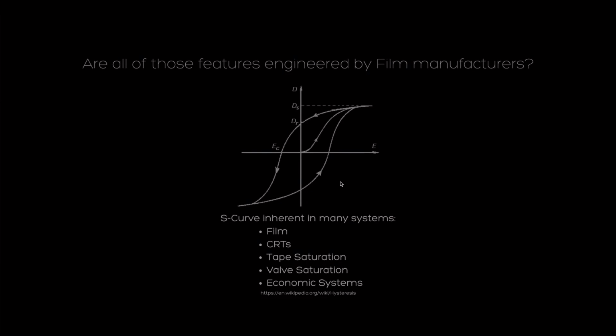Now you could ask yourself, are all of those features engineered by film manufacturers? Did they actually put this S-curve into the film process? No, they were lucky. Of course, film was engineered over almost a century for preferred color reproduction. It's a different topic, but a lot of that comes naturally. Because if we take the example of the S-curve, that's inherent in many systems, in film, but also in CRTs.